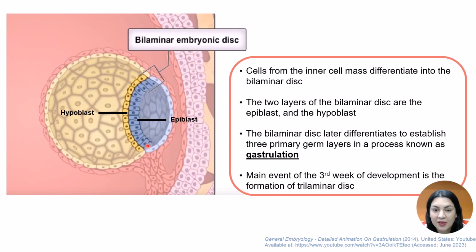So of course, we spoke about the bilaminar disc earlier as well when we were talking about the inner cell mass. And its 2 layers are here in blue, you have the epiblast layer of cells, and here in yellow, the hypoblast layer of cells. And we'll expand on this a little bit more.